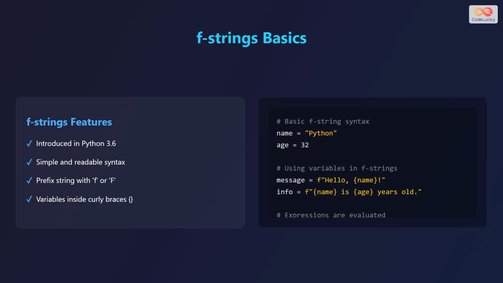Here's an example. We define a variable called name and assign it the string value of Python. We define another variable called age and assign it the integer value of 32. Then, using f-strings, we create a message that includes these variables. The line message = f"Hello, {name}!" constructs a string that inserts the value of the name variable. Similarly, the line info = f"{name} is {age} years old." creates a string that includes both the name and age variables.